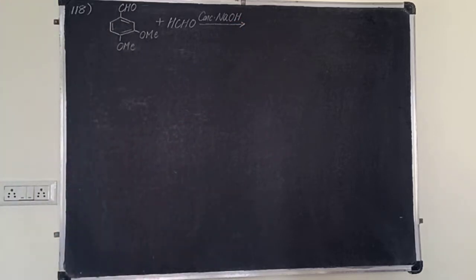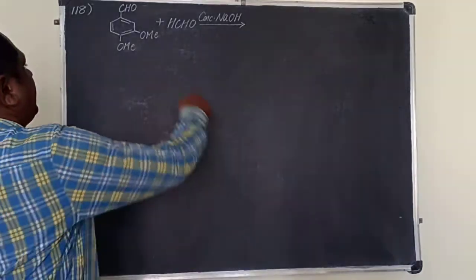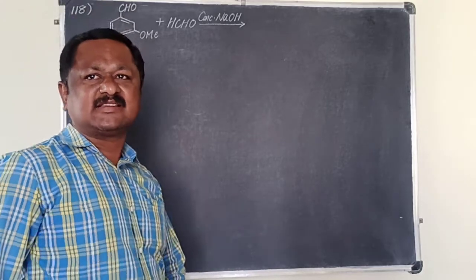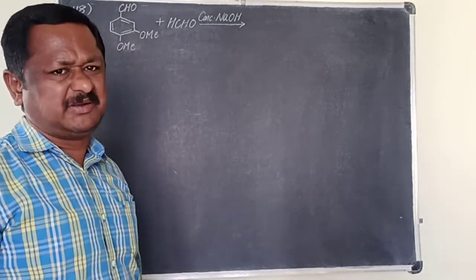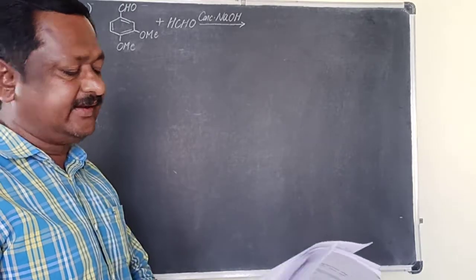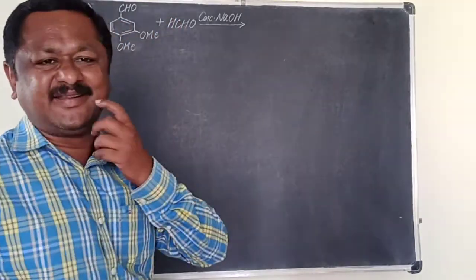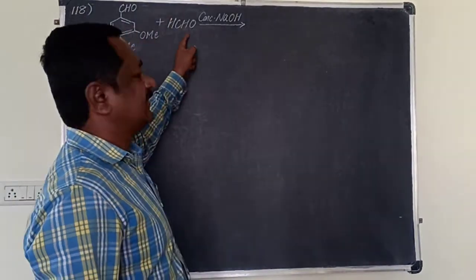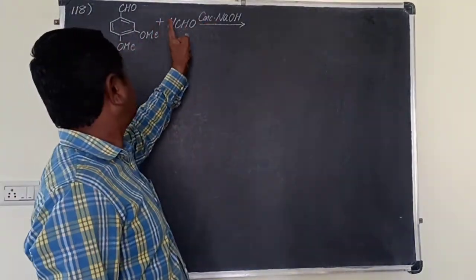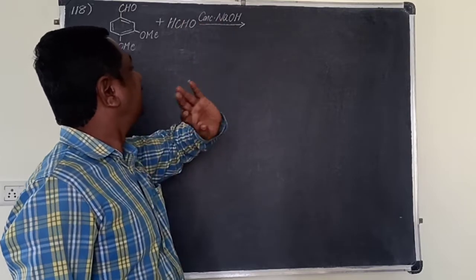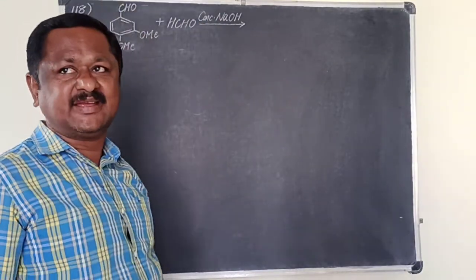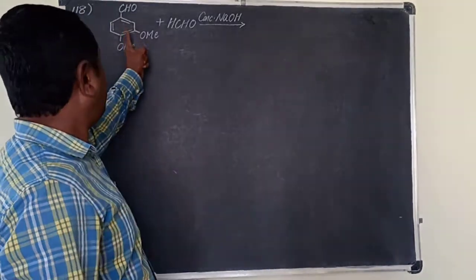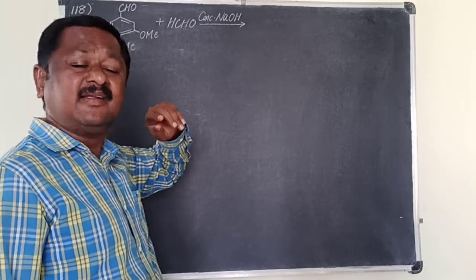Yes, the reaction involves the starting compound, the benzaldehyde derivative, and formaldehyde. Both are non-enolizable aldehydes. What is meant by non-enolizable aldehyde? Both aldehydes do not contain alpha hydrogen. When such aldehydes are treated with concentrated NaOH, which reaction is it? Cannizzaro's reaction, with two different aldehydes.